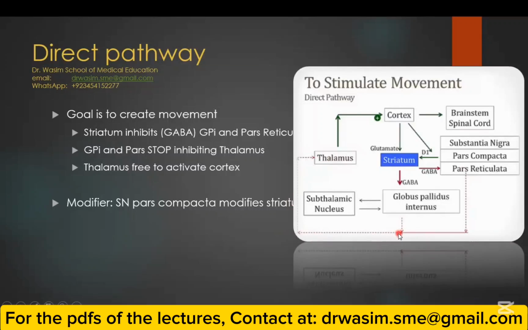What will happen when the thalamus is not inhibited by the GABA neurotransmitter, which was previously inhibited as in the resting condition? So the thalamus will now activate the cortex, and when it is activated, it will execute a movement by activation of the brainstem and spinal cord. What are the modifiers?